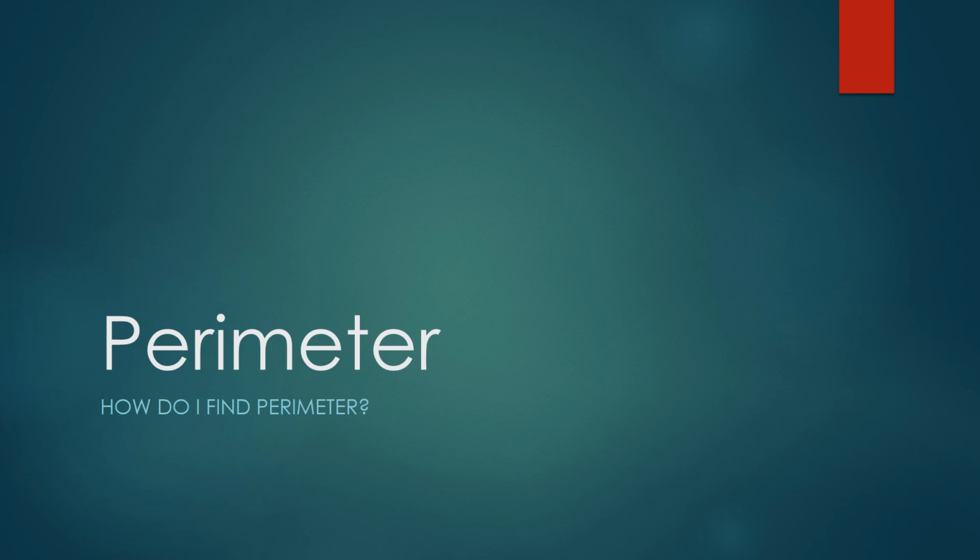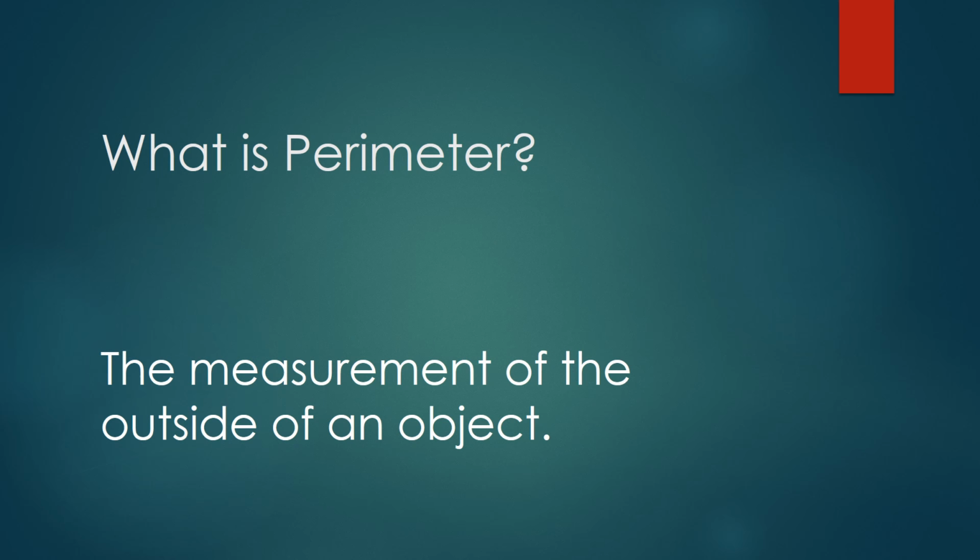Perimeter. How do I find perimeter? What is perimeter? Perimeter is the measurement of the outside of an object. You need to understand this term in order to be able to find a perimeter of an object.